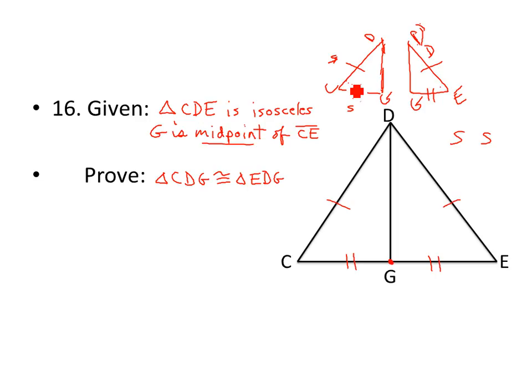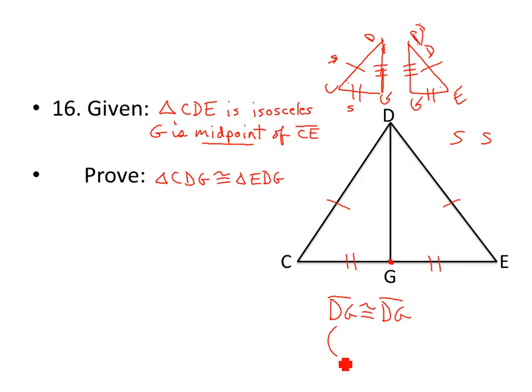What would the pair of sides be? DG and DG. That doesn't make a whole lot of sense. Because they share that one side technically. Oh, they share that? So if they share that, what do you know about DG and DG? They're congruent. Now, why are DG and DG congruent?